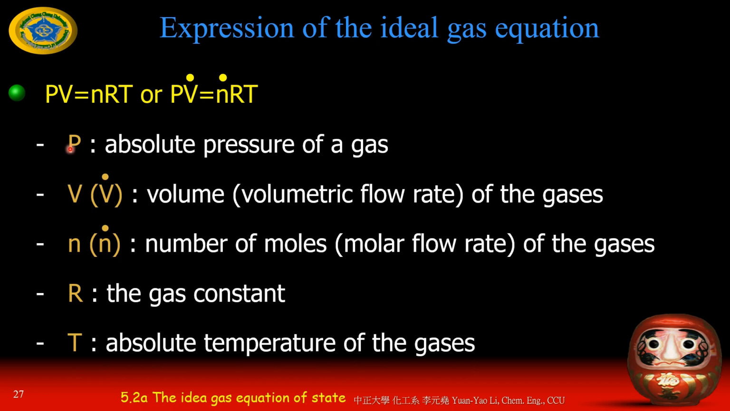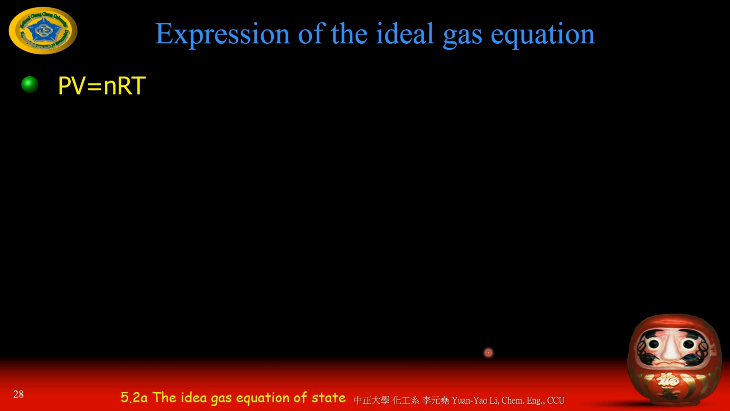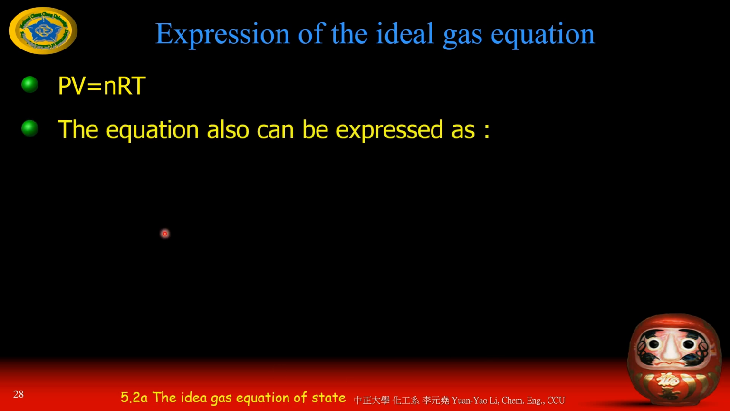So please remember this: P is the absolute pressure of a gas. V or V-dot is the volumetric flow rate. n or n-dot is the number of moles or molar flow rate. R is a gas constant, and T is the absolute temperature of the gas. I'm sure you learned this in high school, right? No problem at all.